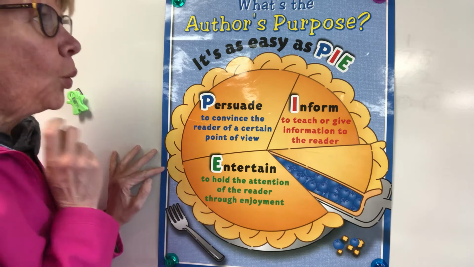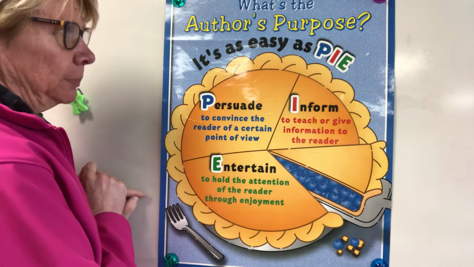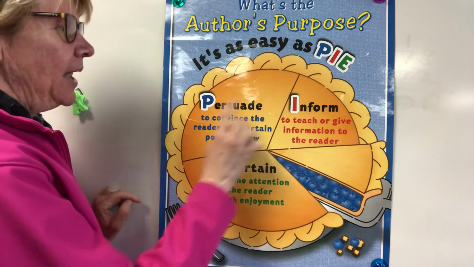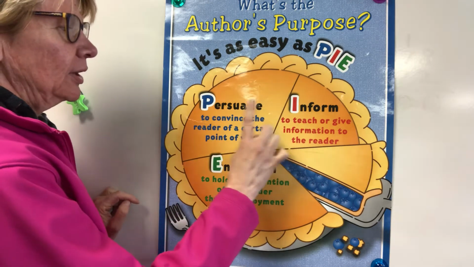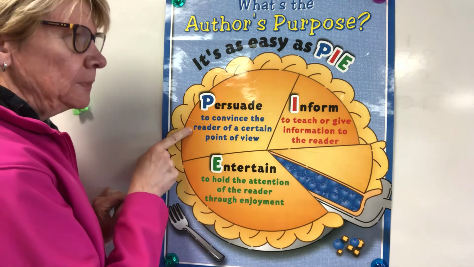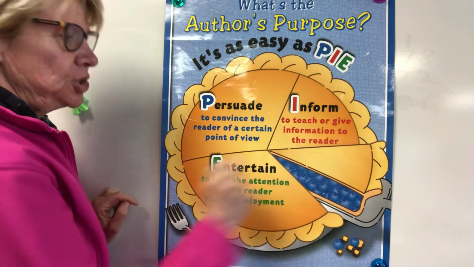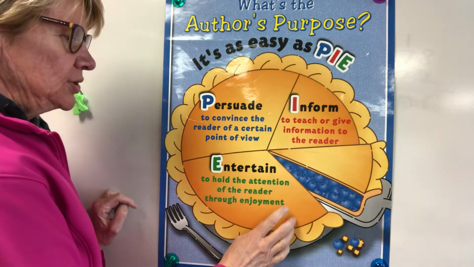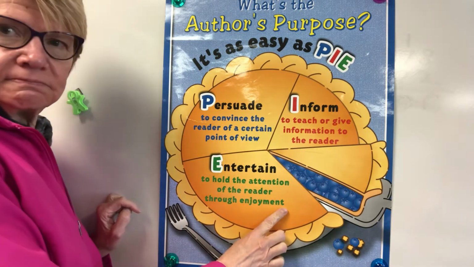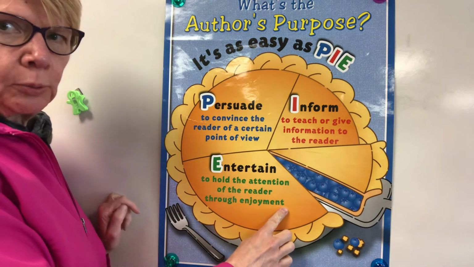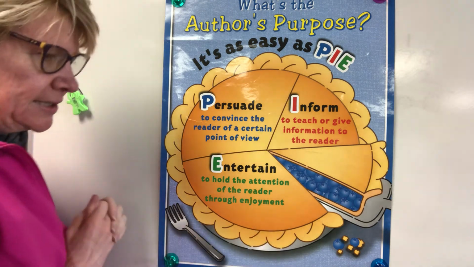So that's what author's purpose is, and it's easy as pie. P, persuade, talk somebody into thinking the way you do. I, inform, is to teach. And entertain is to give you enjoyment. Robert Munsch, Mo Willems, great examples.